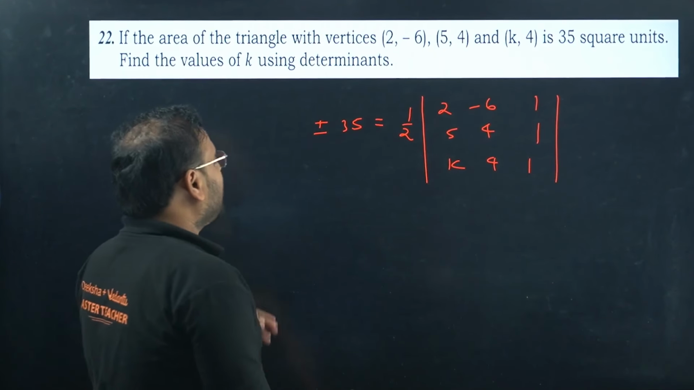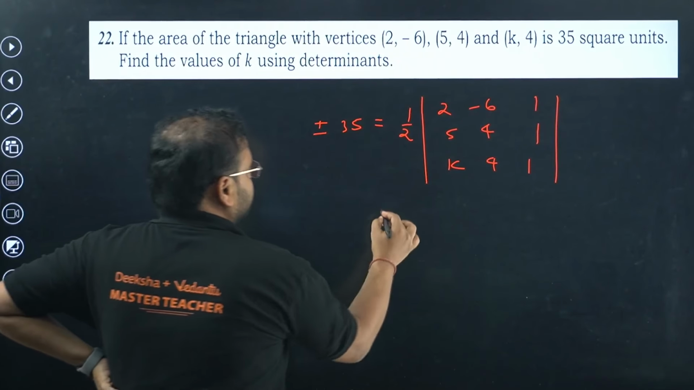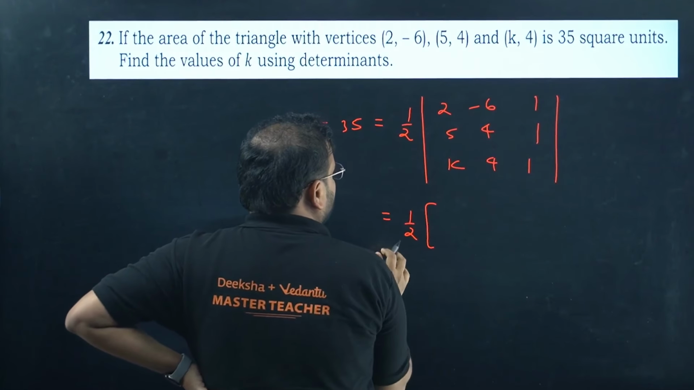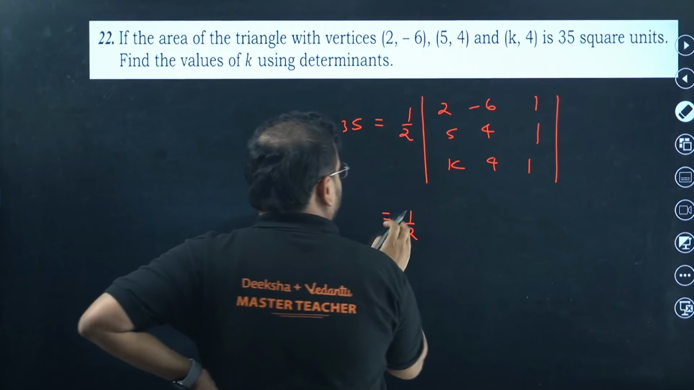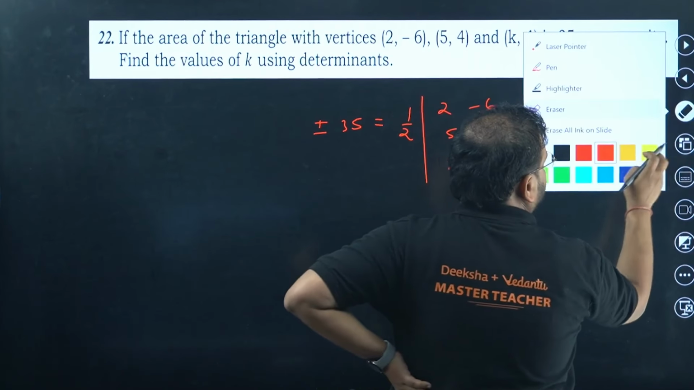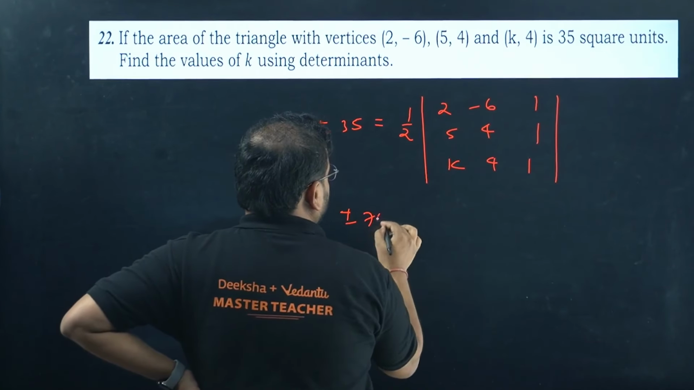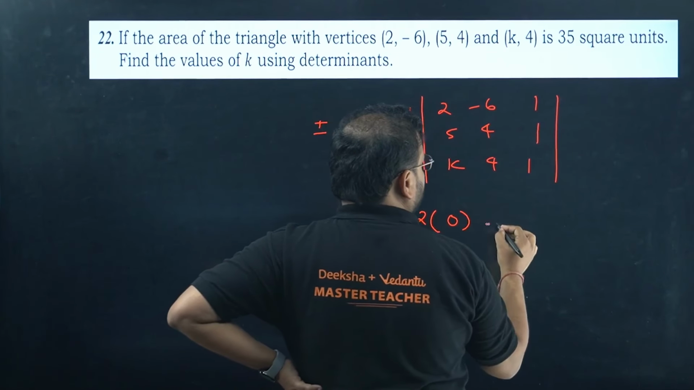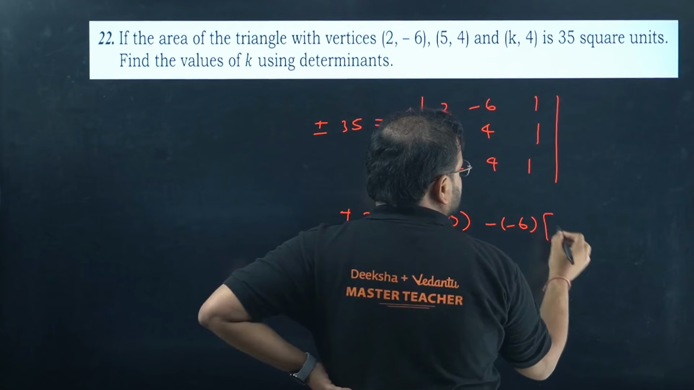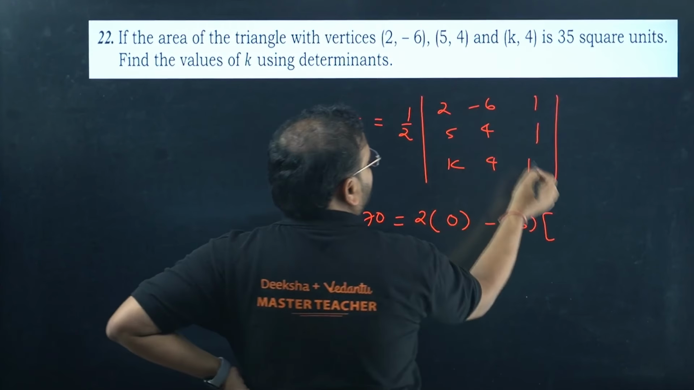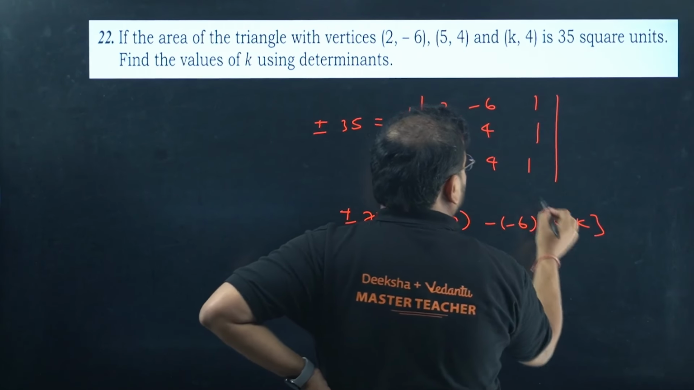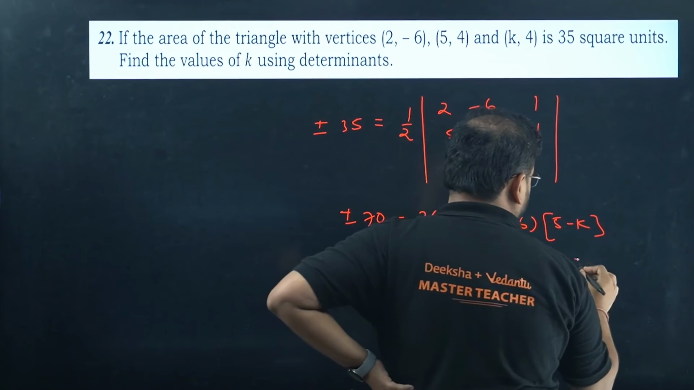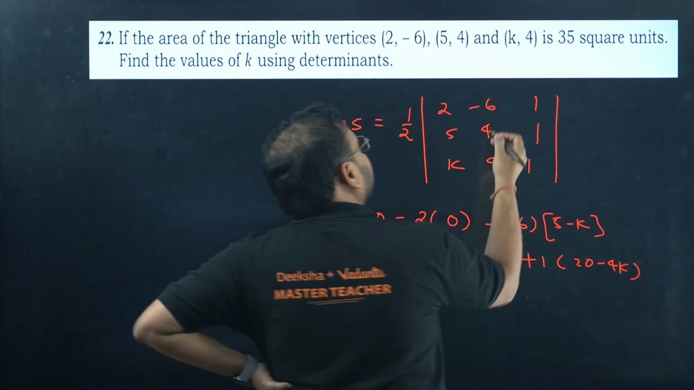Okay, got it. So if you check over here, I'll continue like this. For the 2, first I can bring this 2 over here. It will become plus minus 70. Then go with 2. You'll get here 4 minus 4, which is 0. We get minus of minus 6, so I'll get here plus 6, and I have over here 5 minus k. Right now, 5 minus k, and with plus 1, I'll have 20 minus 4k.